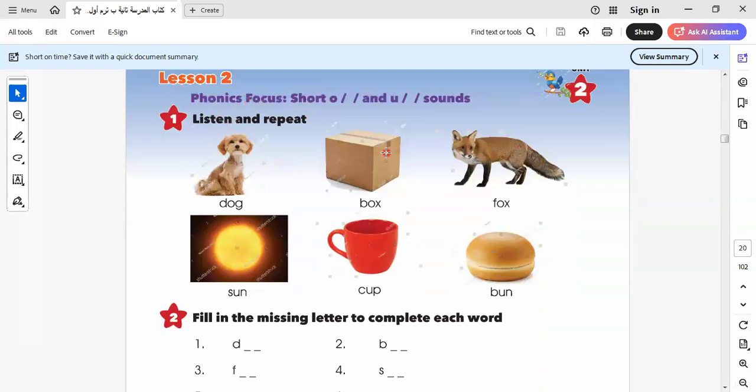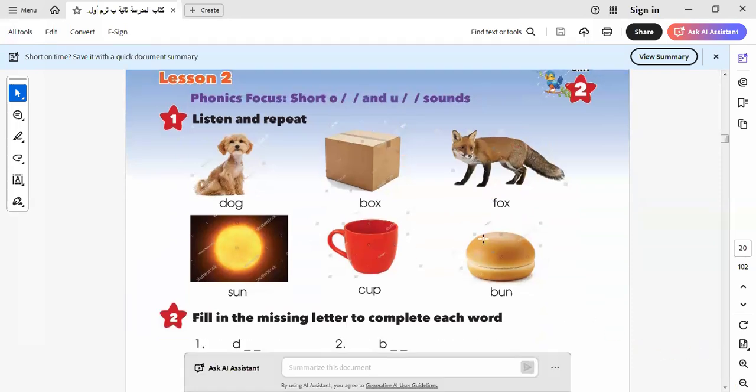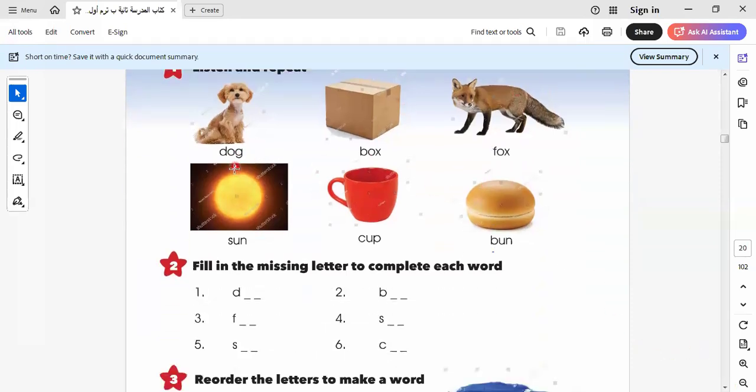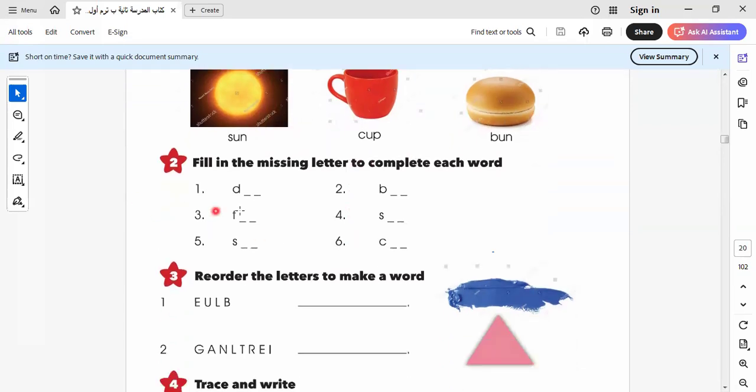Phonics and vocabulary. Here we talk about phonics O and phonics U. Let's read it together and know the phonics. Dog, box, fox. Dog, box, and fox. Sun, cup, pan. Sun, bun, and cup. Let's go to another one here.